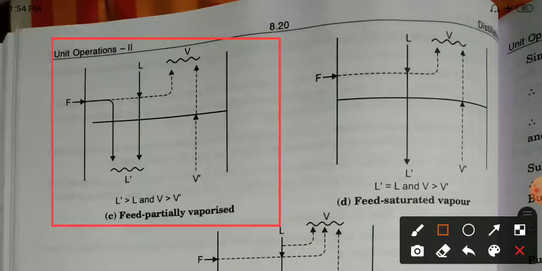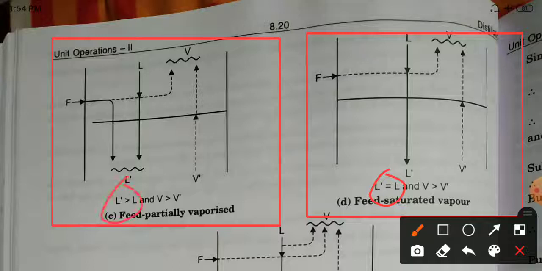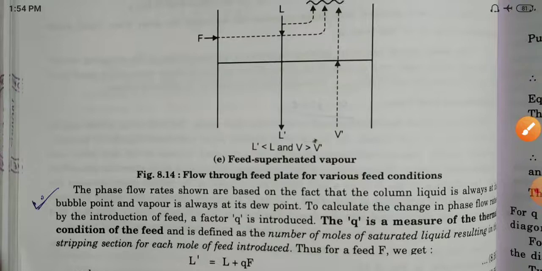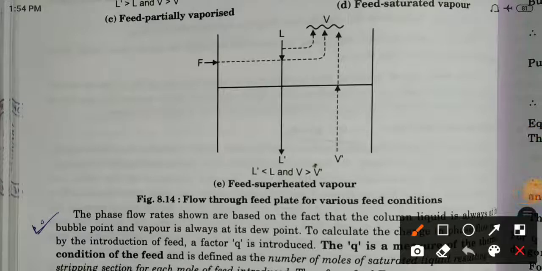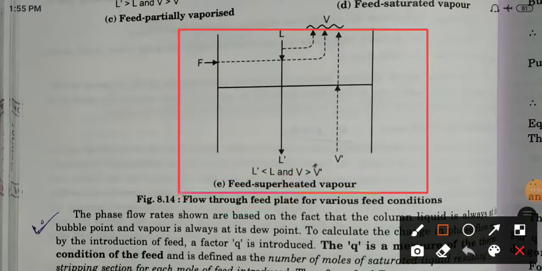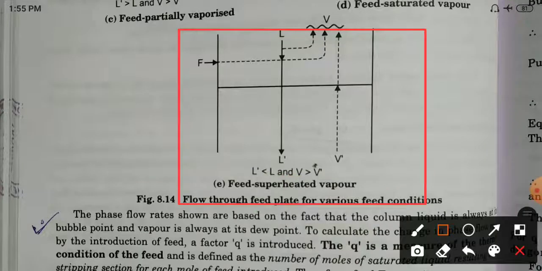Okay, the number four, this one, feed saturated vapor: L dash is equal to L and V greater than V dash. Some signs change, like equal form and greater than form. The last one is the feed superheated vapor. Okay, last one is a feed superheated vapor in this part.